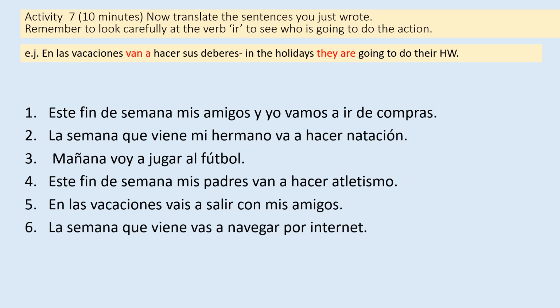So I'd now like you to translate the sentences below. Remember to look carefully at the verb ir to see who is going to do the action. So for example, en las vacaciones van a hacer sus deberes. You would then write down next to the Spanish that you've already written, in the holidays, they are going to do their homework. Have a go at translating 1 to 6 now. Pause your video to do this.